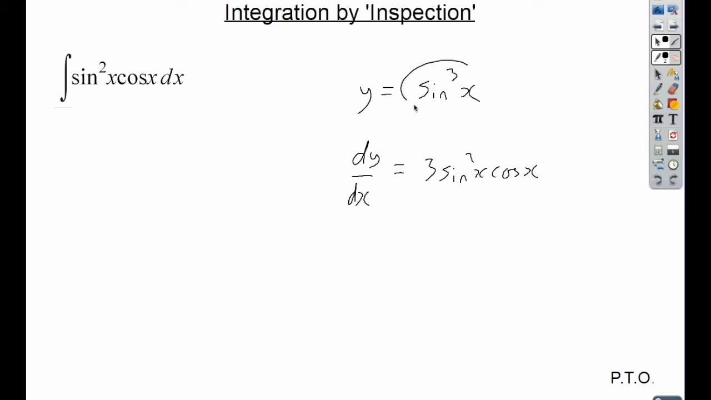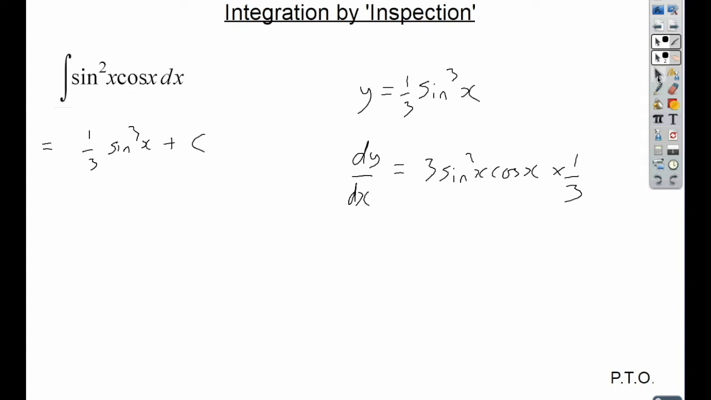It's by using the chain rule on differentiating sine cubed x, because you decrease the power by 1 to get sine squared x, and then you differentiate the sine x to get cos x. So that almost quickly gives us our answer straight away, doesn't it? We just need to multiply that answer by a third. So we multiply the question there by a third. So what that means is our answer is going to be 1/3 sine cubed x plus c. And there it is.